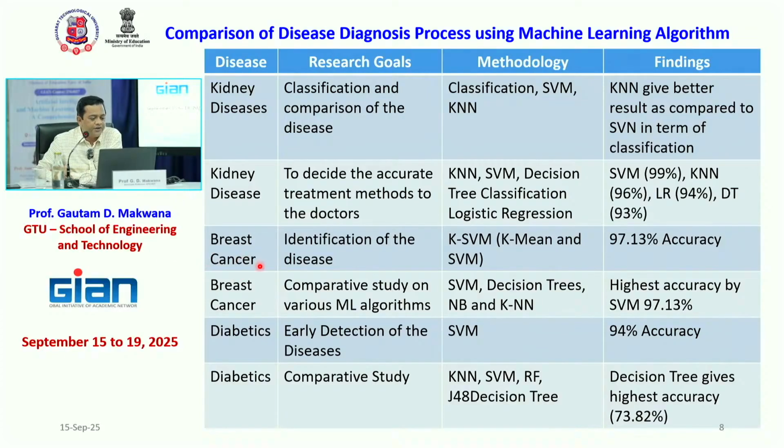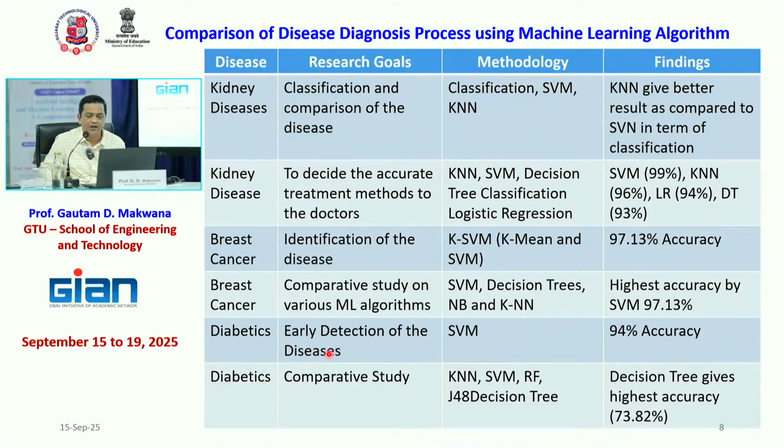Then there is breast cancer identification, identification of the disease. Here it is KSVM, which I can say is a cascading of KNN and SVM, and it gives 97% accuracy. Another cancer study is a comparison of various ML algorithms: SVM, decision tree, NB, and KNN. The highest accuracy you can get is around 97%.